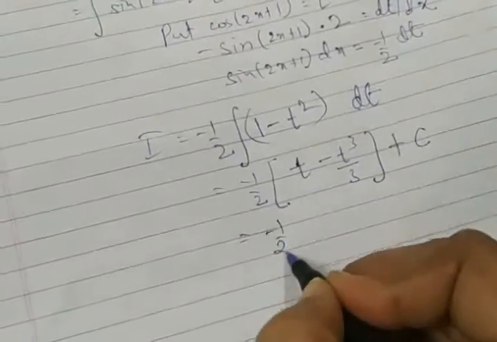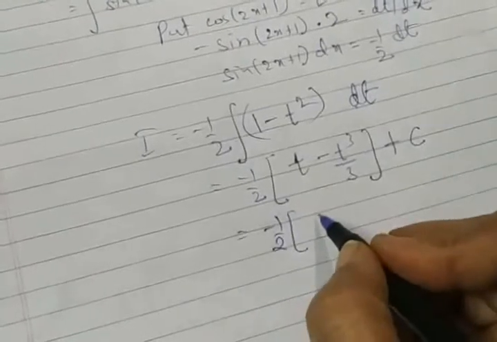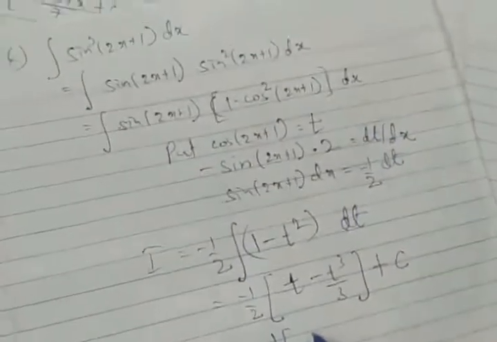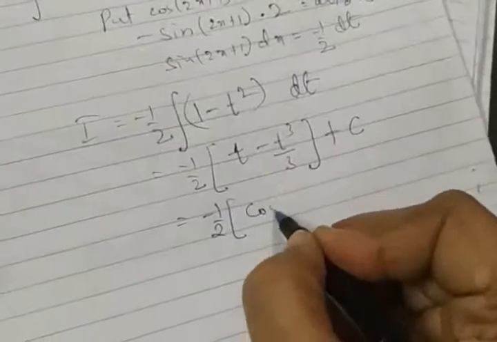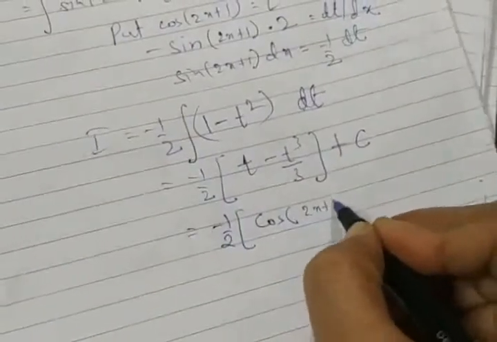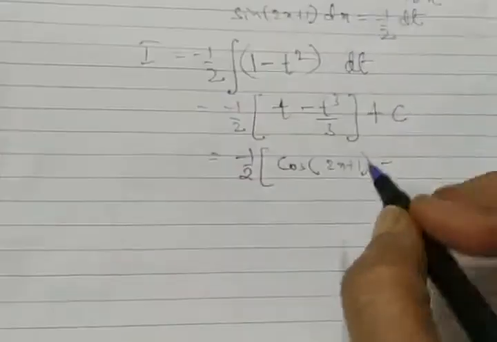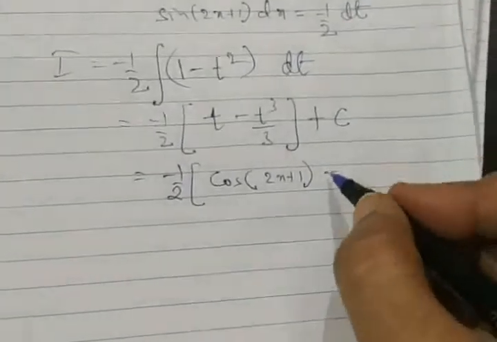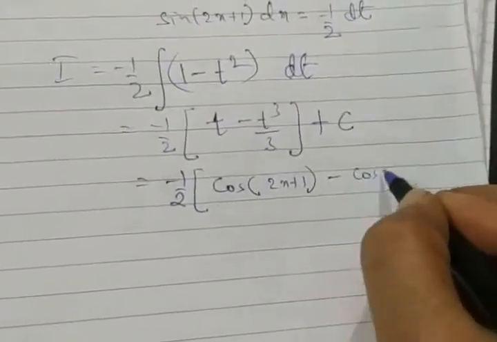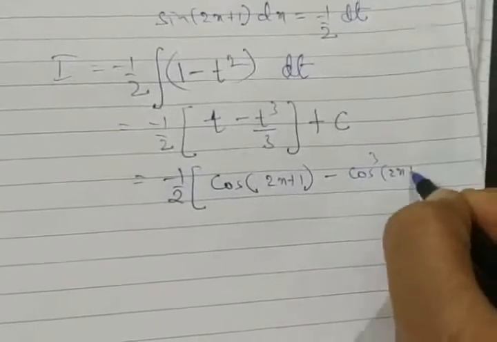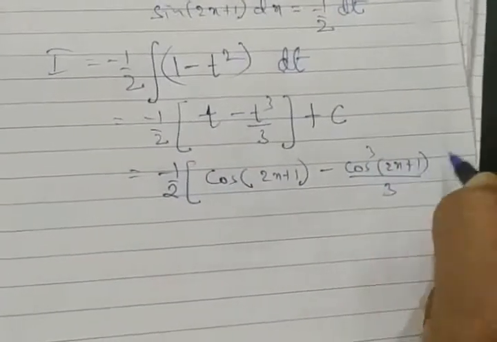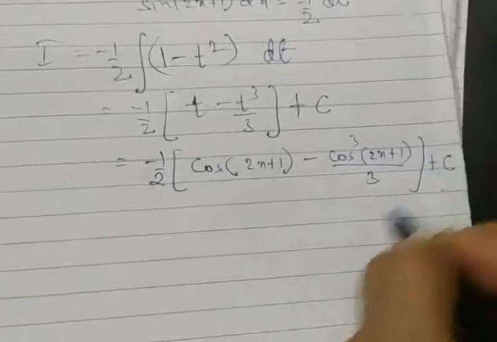So let's put the t value back. Here we have minus 1 by 2 within a bracket. The t value, I should say, we have taken as cos of 2x plus 1. So I should take it as cos of 2x plus 1 minus cos cube of 2x plus 1 over denominator 3, plus c, should be the answer.